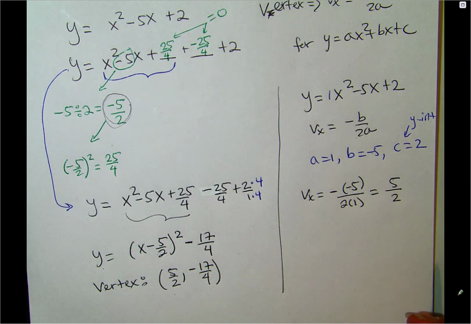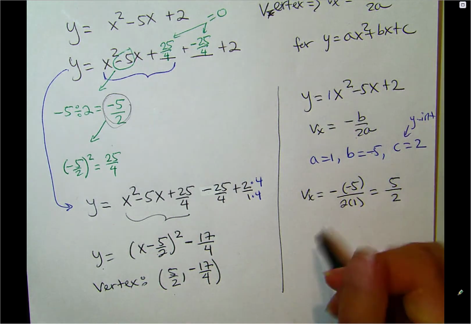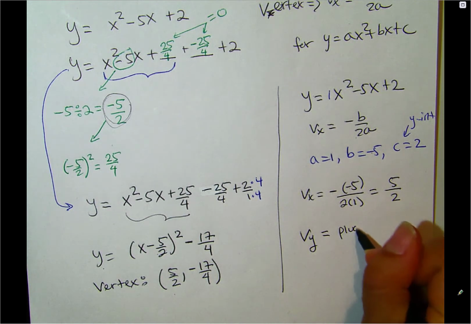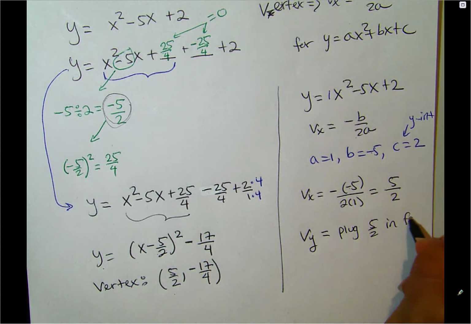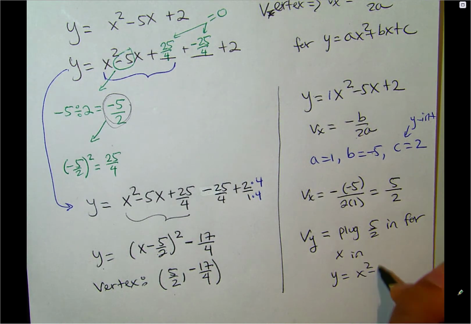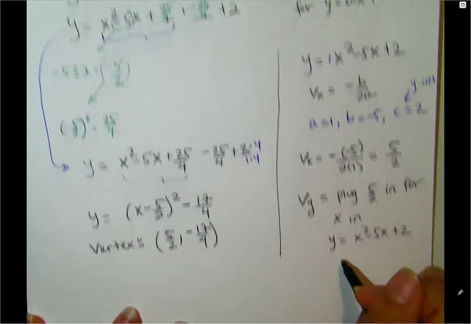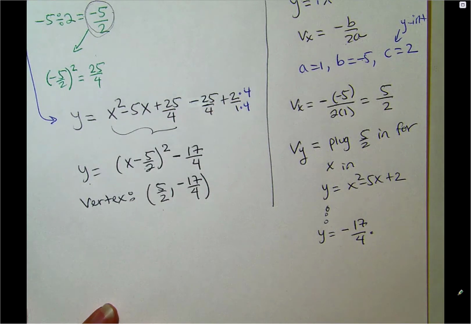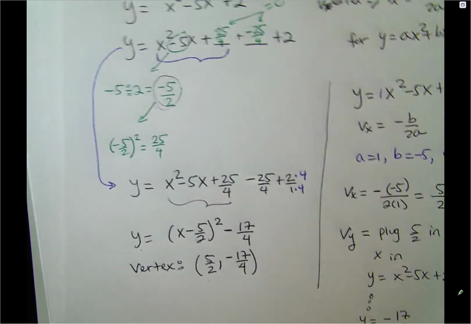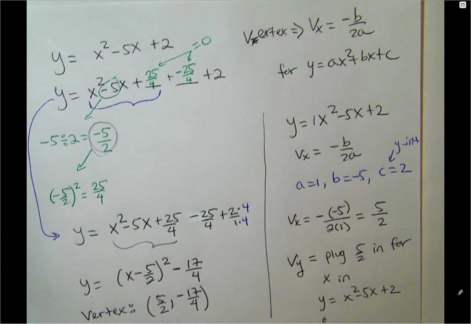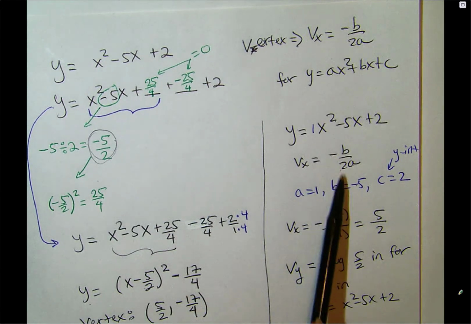How do you find the y value? Plug it back in. So the y value of the vertex is plug 5 halves in for x in the equation x squared minus 5x plus 2. So after you do that, you should get the same y value. Alright, so I hope that helps with some of the completing the square problems that you might encounter in homework, but you can also use the shortcut method.